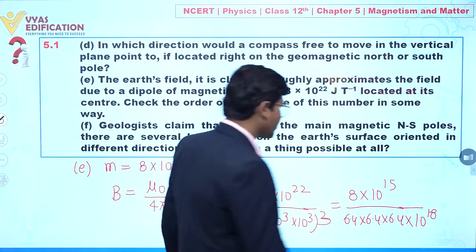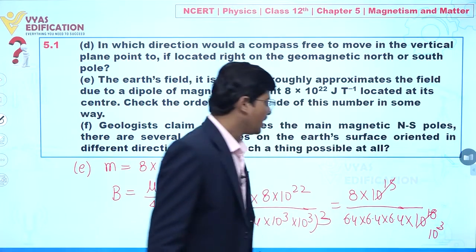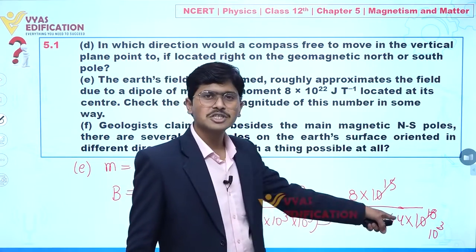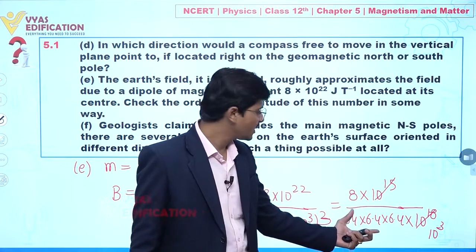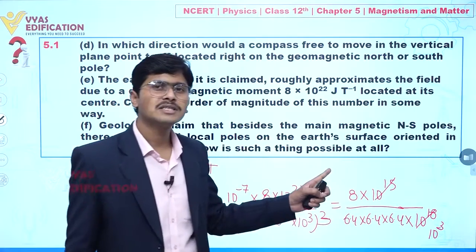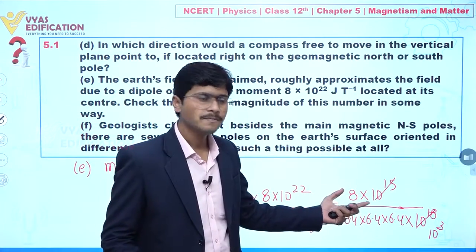So from here you can say this is equal to what? 10 to the power 3, clear. 8 upon 6.4, 6.4, 6.4, clear. So you can say this is approximately 216, clear. It means approximately you will get a value of 0.3 something, clear.